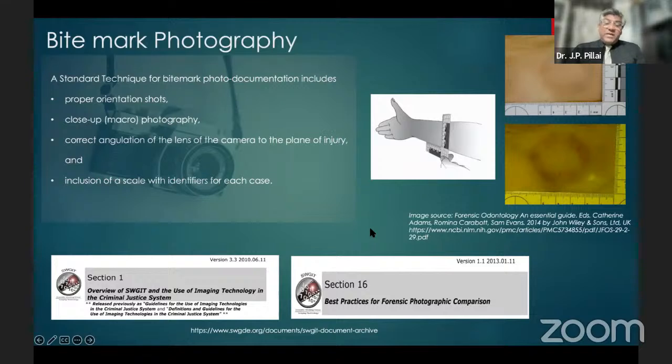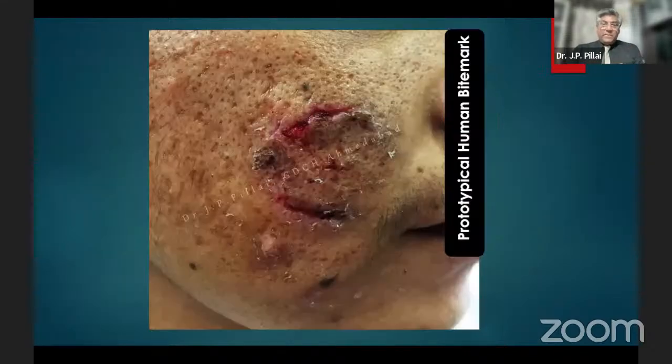There are guidelines. I would recommend that people who are using digital imaging in forensics, using photographic comparison in forensics, refer to these protocols or the SWGIT guidelines, which is given here. You can take this address and freely download these guidelines and follow them. So this is one important point I wanted to tell on bite mark photography.